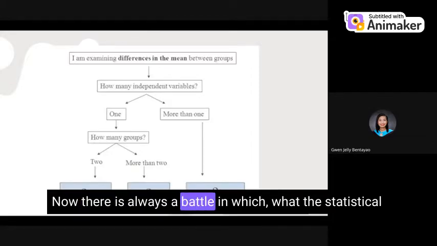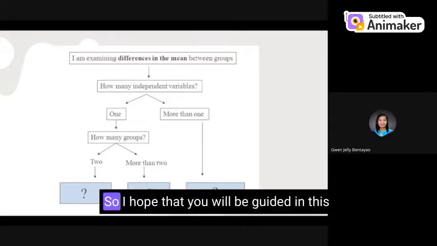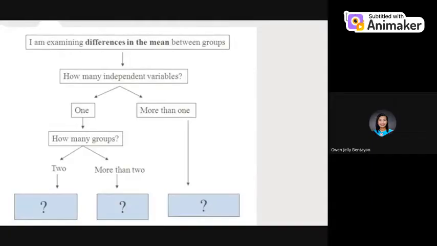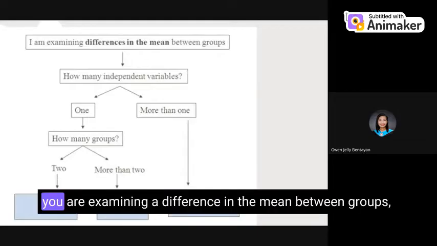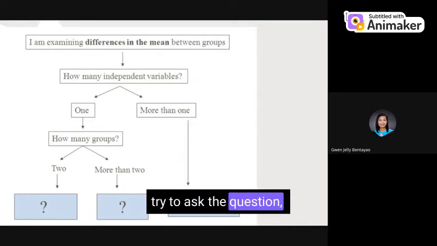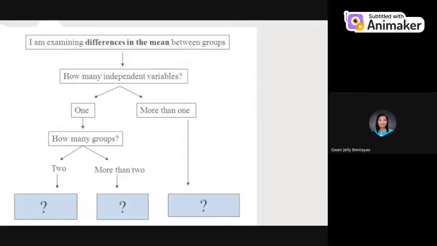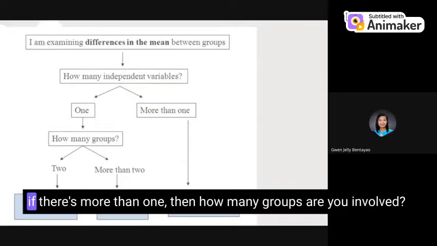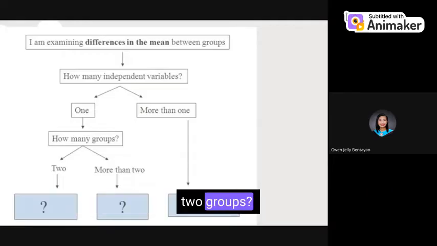Now, there is always a battle over which statistical tool I am going to use. So I hope that you will be guided by this diagram. If your concern is examining the difference in the mean between groups, try to ask the question: how many independent variables? If there's one, or if there's more than one. If there's more than one, then how many groups are involved? Is there only one group? Are there two groups? Or more than two groups?